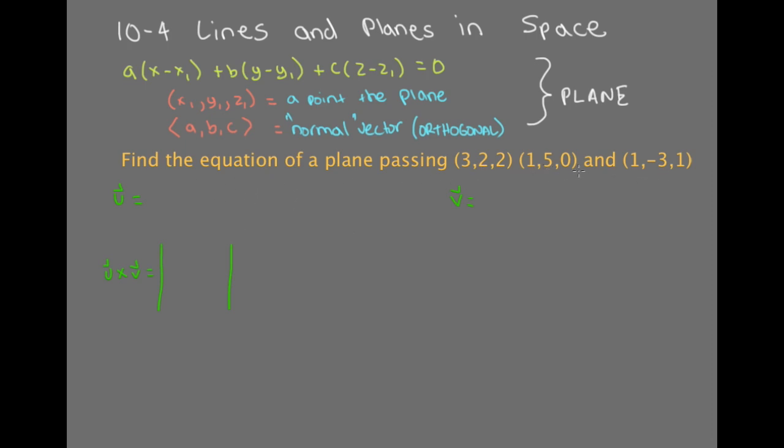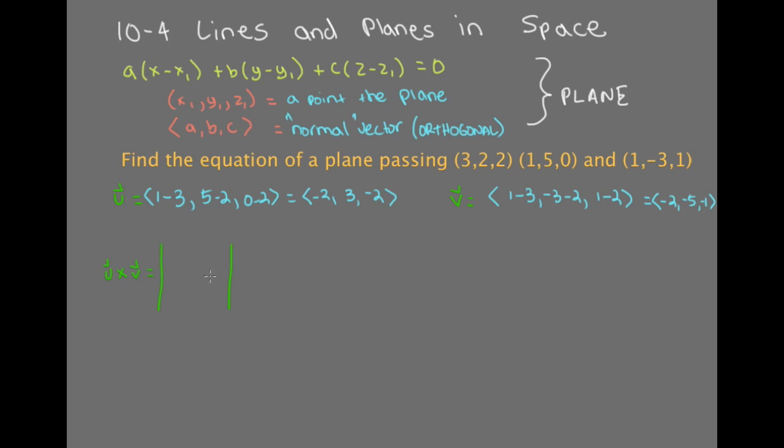So first we want to make 2 vectors. What we're going to do is pick these 2 points and these 2 points and make 2 vectors, find the cross product of them, and then we can use one of the points to put it in standard form. So let's do that. 1 minus 3, 5 minus 2, 0 minus 2. That's going to be equal to negative 2, 3, negative 2. And then finally this one, 1 minus 3, negative 3 minus 2, 1 minus 2. That's going to be equal to negative 2, negative 5, negative 1.